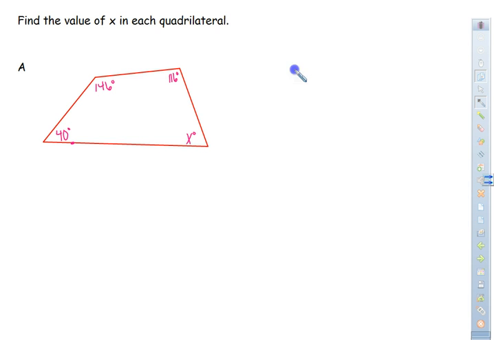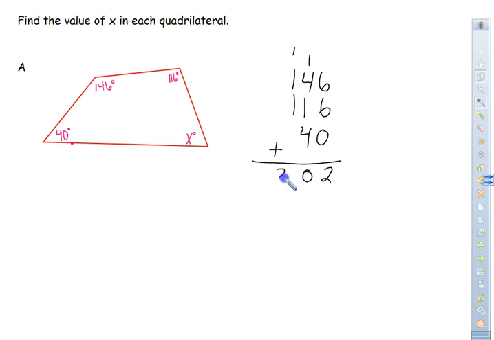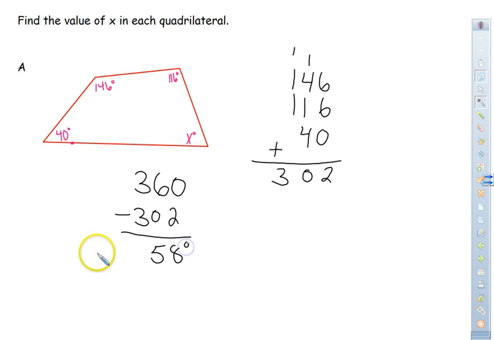Alright, so we're going to take 146, 116, and 40 degrees. We're going to add those together, and we get 12, carry the 1. We get 8 plus 2 more is 10, carry the 1, and you get 302 degrees. We're then going to take 360 degrees and subtract the 302 degrees, and the difference, which is 58 degrees, is the value of x, and that difference again gives you the value of that missing angle.